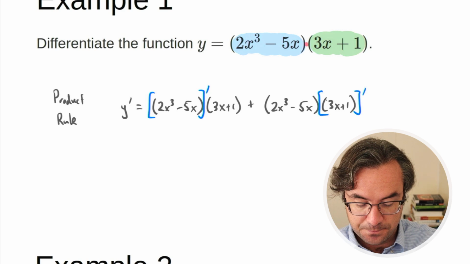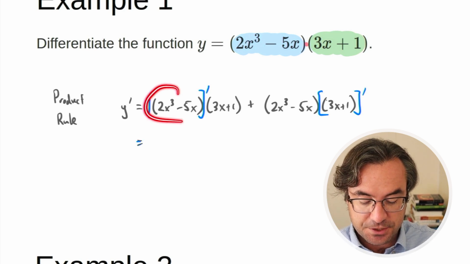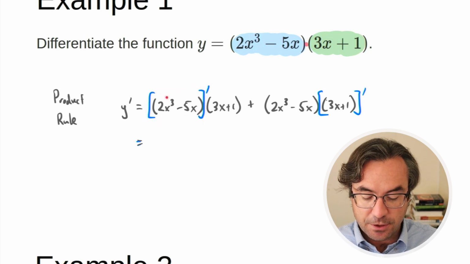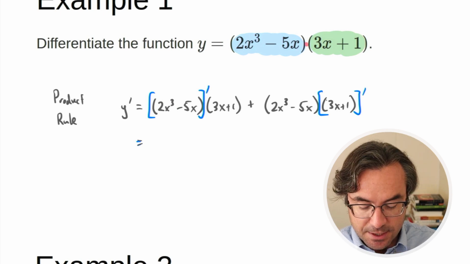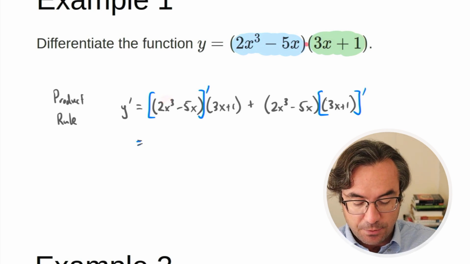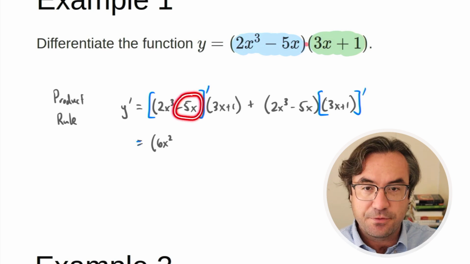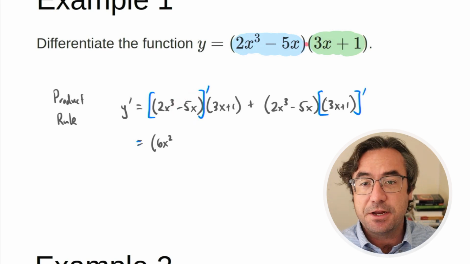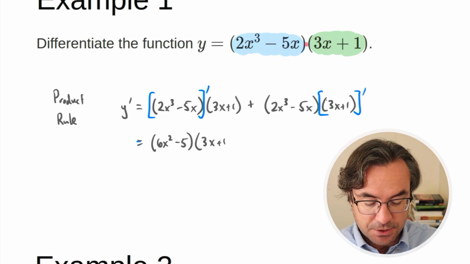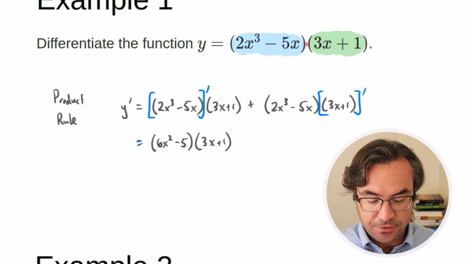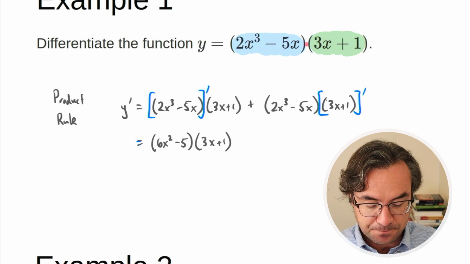So let's differentiate this first bracket here. So we look at the first term, derivative of 2x cubed. We can do some power rule on that. So I'll bring the 3 down, multiply it with the 2. So we get 6x squared. Derivative of minus 5x is just going to be minus 5. And then we have our 3x plus 1. This is outside the brackets, so that doesn't change. This is also outside the brackets, so it doesn't change.